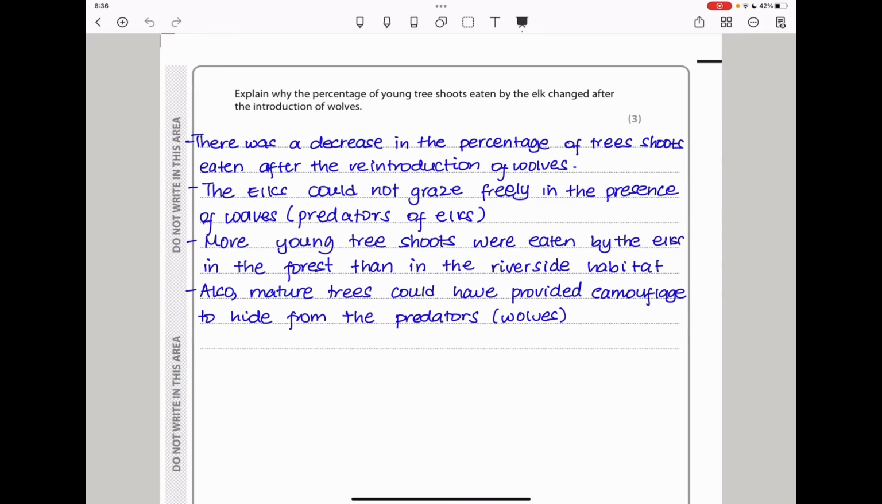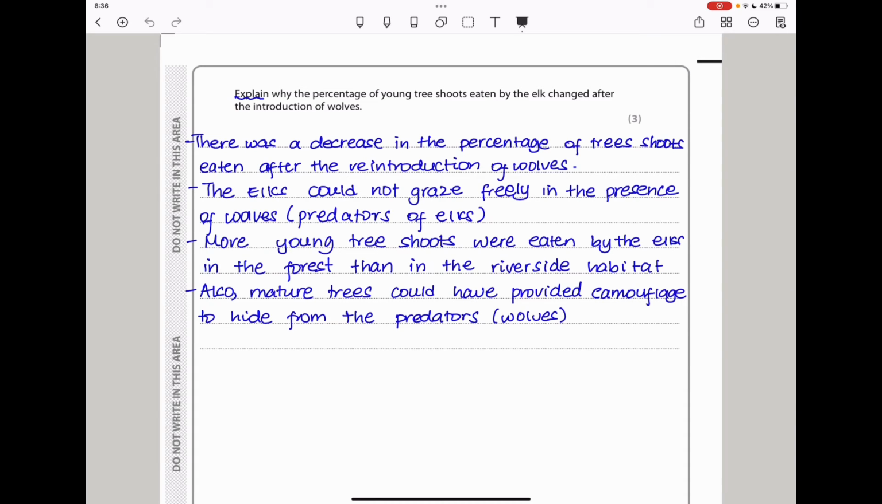Let's see here. They said, explain why the percentage of young tree shoots eaten by the elk changed after the introduction of wolves. Of course, when they say explain, it means you have to write which fact has occurred or the difference that has occurred, and then give a reason why. So I had to give my statement. I said there was a decrease in the percentage of tree shoots eaten after the reintroduction of wolves. When the wolves were introduced, there was a decrease in the percentage.